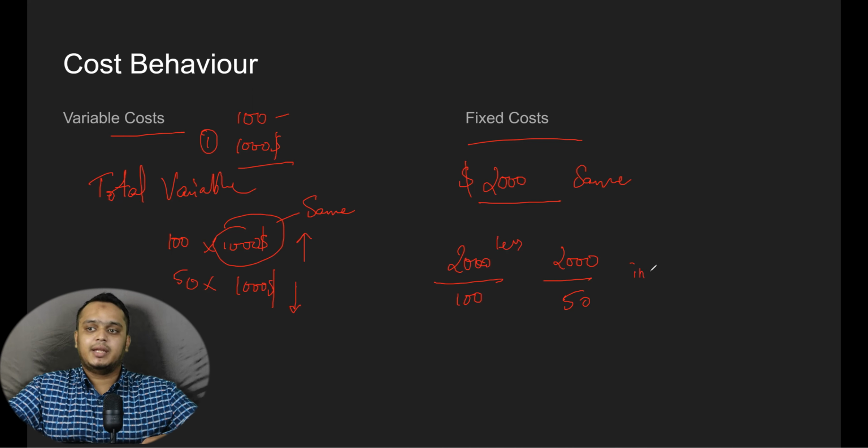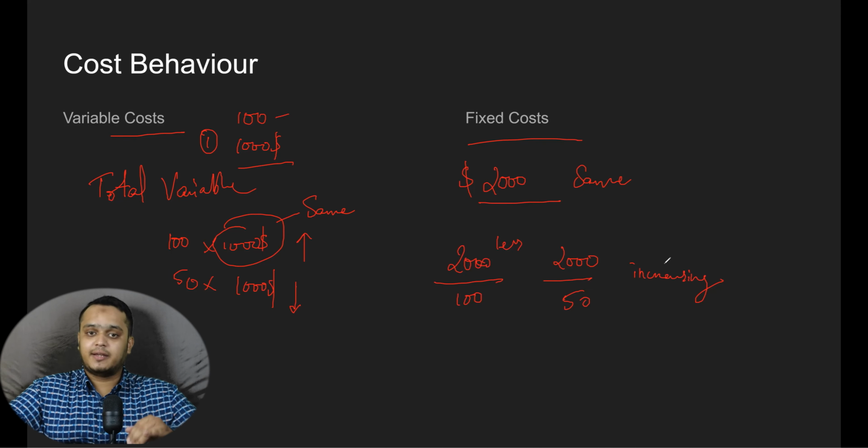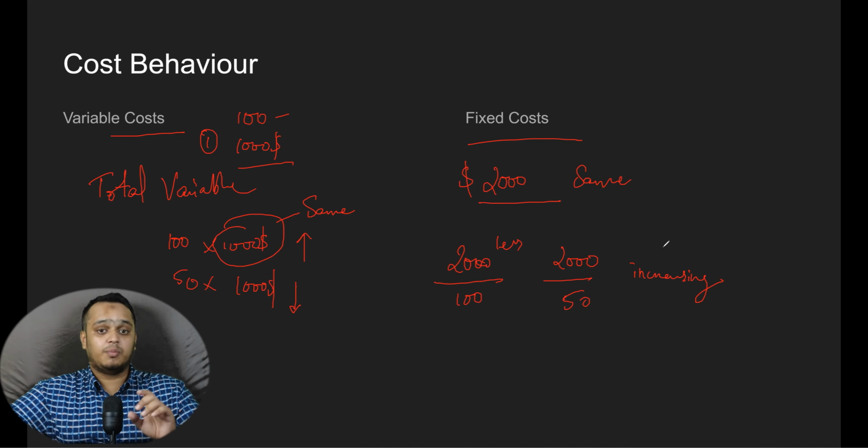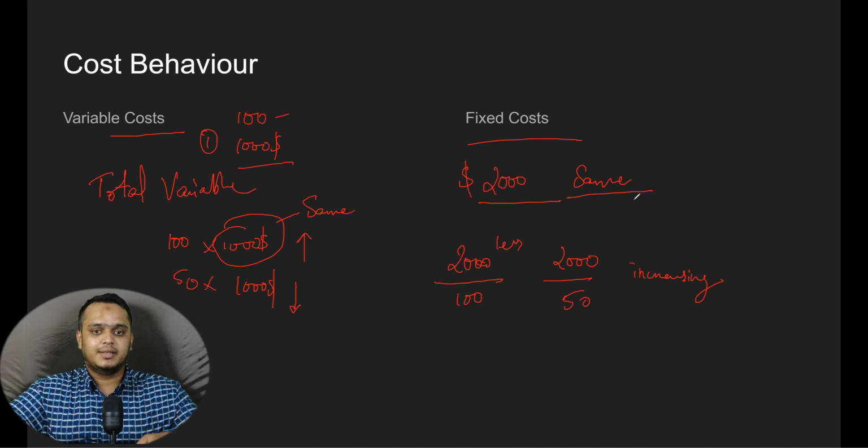Here it was less, and here it is increasing. So the point here is my fixed cost per unit changes. In fact, it decreases if the production is increasing, and it increases if the production is reducing or the order size is reducing. My fixed cost per unit is changing with the production going up and down, whereas the total is remaining the same. I hope you guys are getting it. This is what it is with the variable cost and fixed cost.